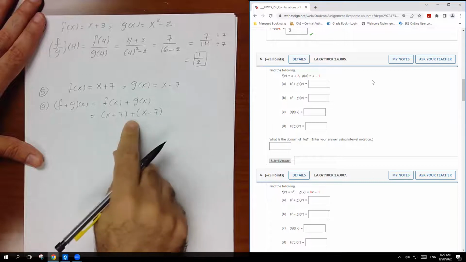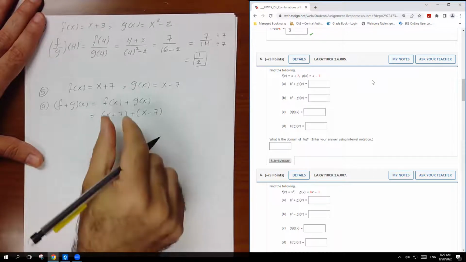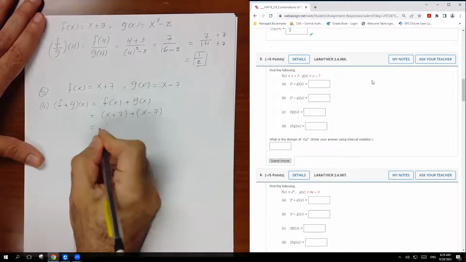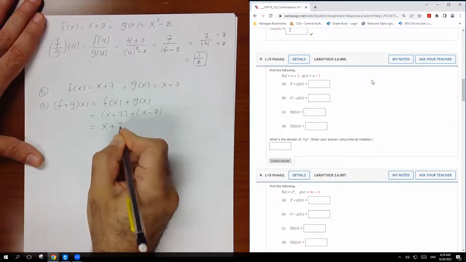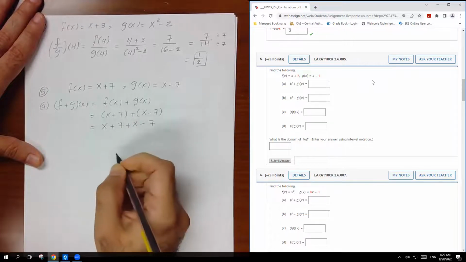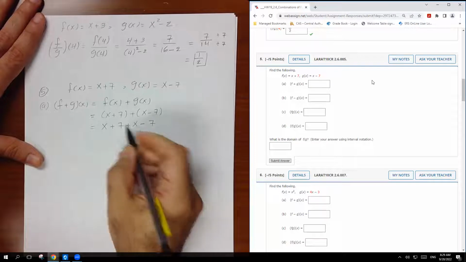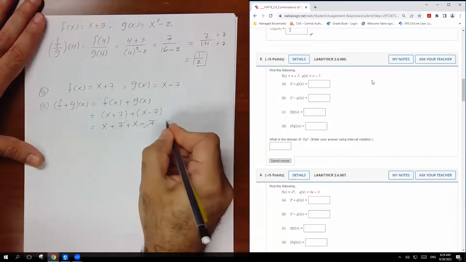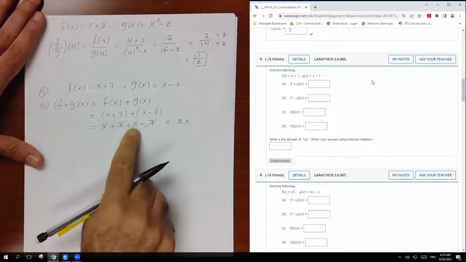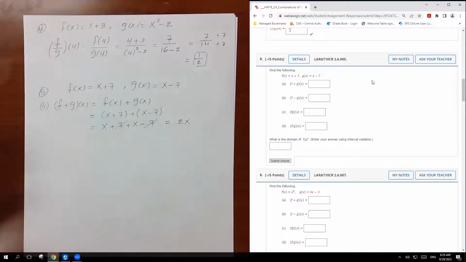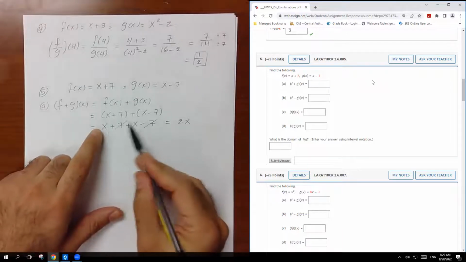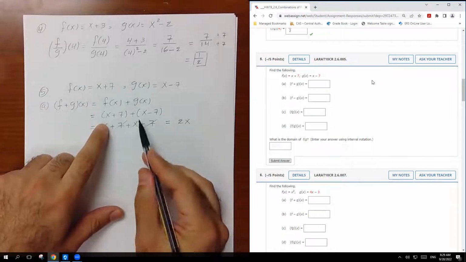Now distribute the sign so you can combine the like terms, because this function adds to this function. So it's going to be x plus 7 plus x minus 7. 7 minus 7 is going to be 0. That means the result for the first one is 2x, because x plus x is 2x, not x squared. Be careful. When you add variables, you add the coefficients, not the exponents.